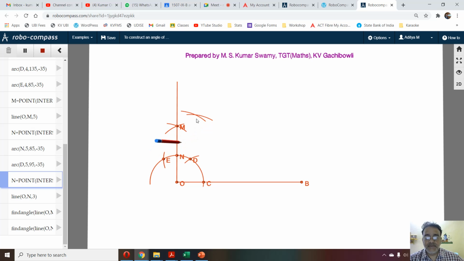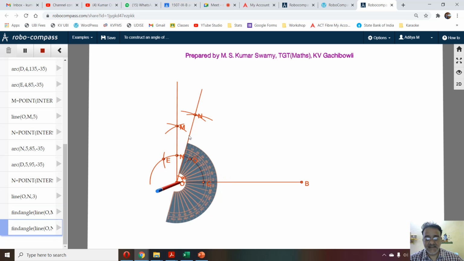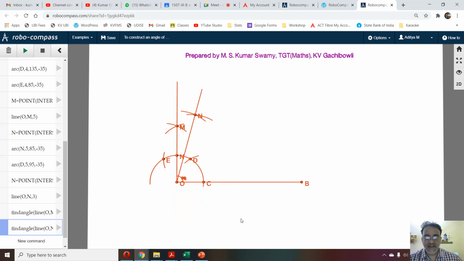you will take P, point P, but by mistake I took N here also, so you can replace it by P. Now draw a line through these 2 points, so we'll get 75 degree. So earlier this one was 90, now this angle is 75 degree, right? Okay, so this is the construction of 75 degree.